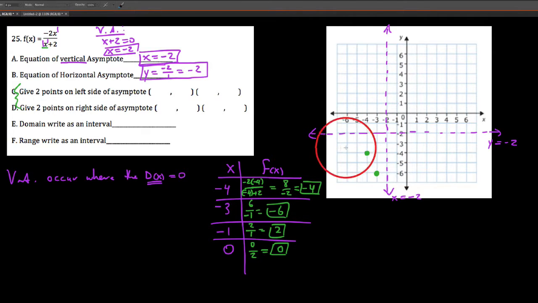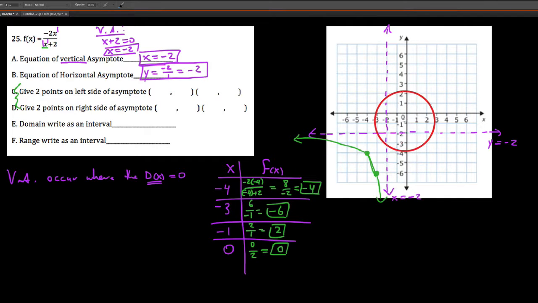And we can clearly see that this branch is going to lie down below our horizontal asymptote here and approach negative infinity as we approach this vertical asymptote from the left. So we can go ahead and put in our branch of our graph here. You have to mind my handwriting here. But let's go ahead and plot our 2 points to the right of the asymptote.